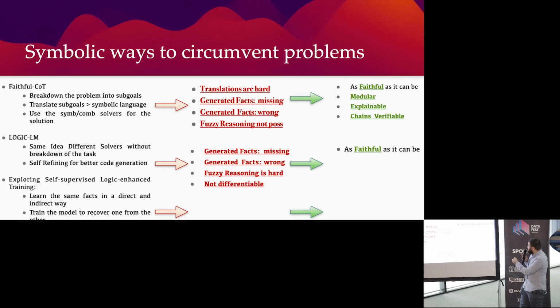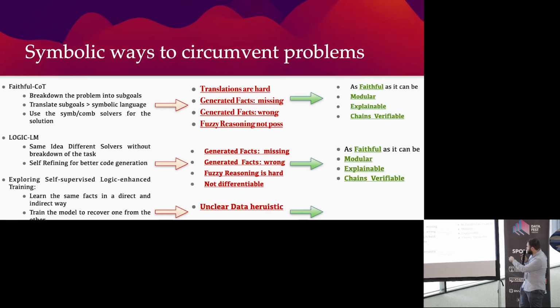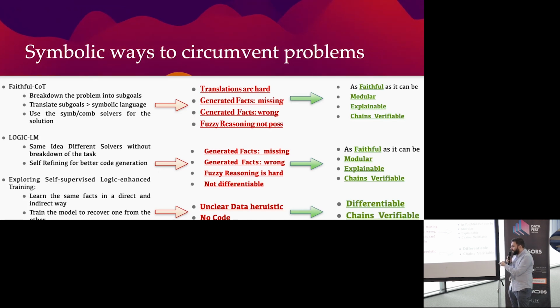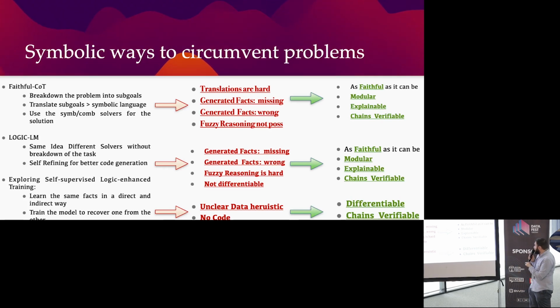However, we don't really have the code for the last one. I think that's a major flaw. And the data heuristic that they define in their paper is a bit fuzzy. Essentially, how to choose the data sample for this type of exploration is unclear. But the good about this is we have more faithfulness, modularity, explainability, and chains are verifiable.